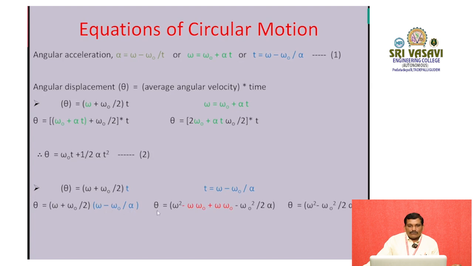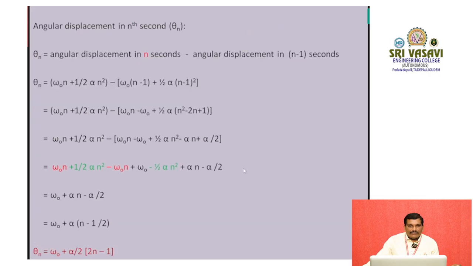Theta is equal to omega square minus omega naught square by 2 alpha, by multiplying these two. Then theta is equal to omega square minus omega naught square by 2 alpha. So, 2 alpha theta is equal to omega square minus omega naught square. That is the third equation.